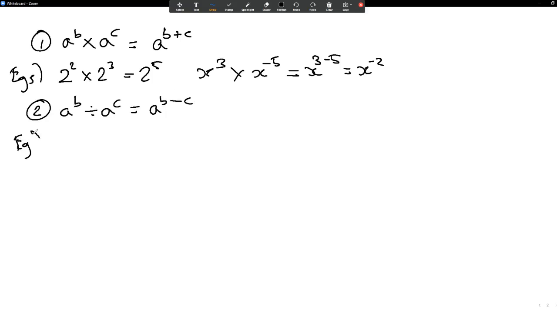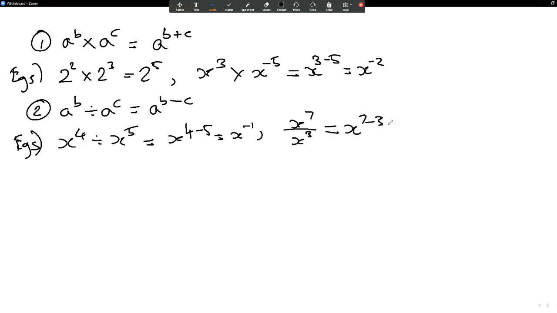So let's do just one example for this. We'll have x to the 4 divided by x to the 5. It'll be x to the minus 1, because it's 4 minus 5. Just x to the minus 1. Another one would be x to the 7 over x to the 3. We can see that we're still dividing here because we have the fraction sign. So it's the same as x to the power of 7 minus 3, so x to the 4.